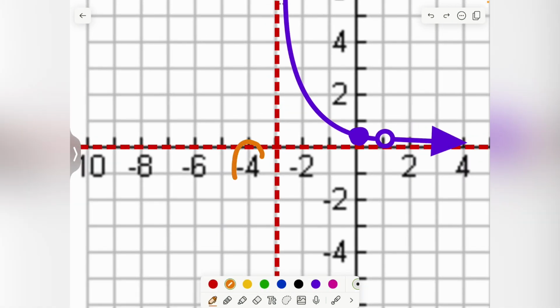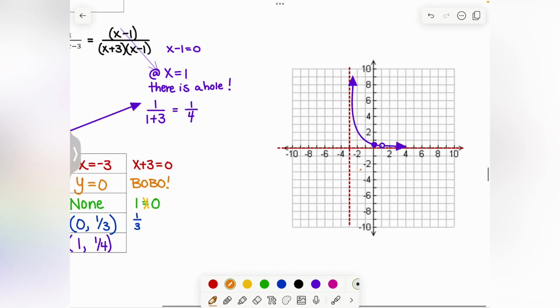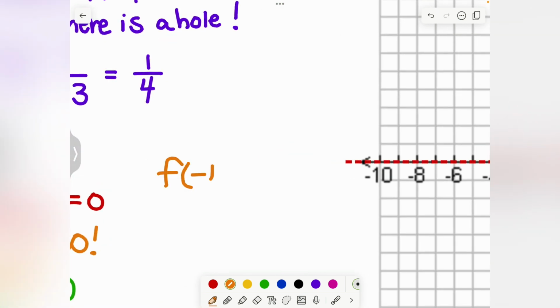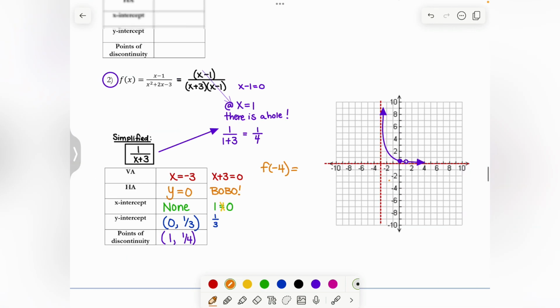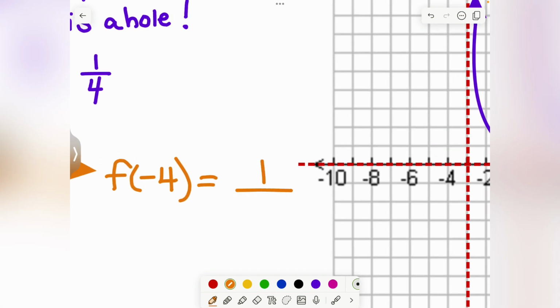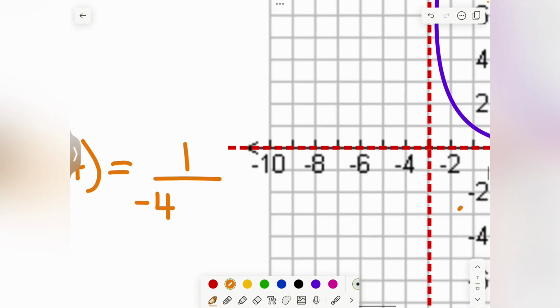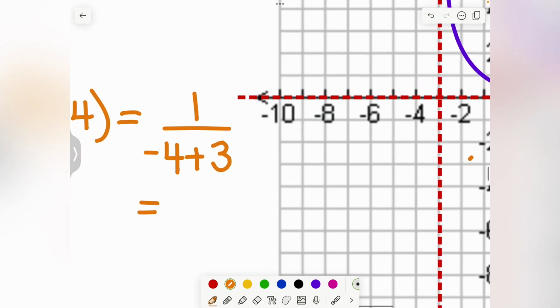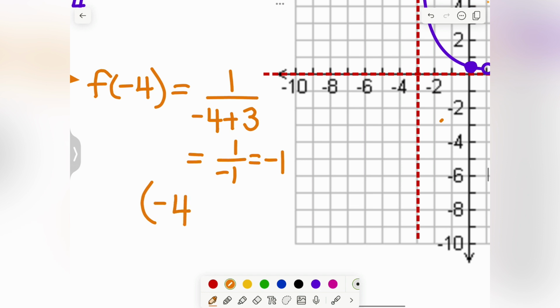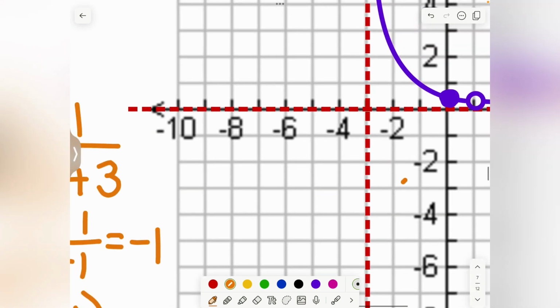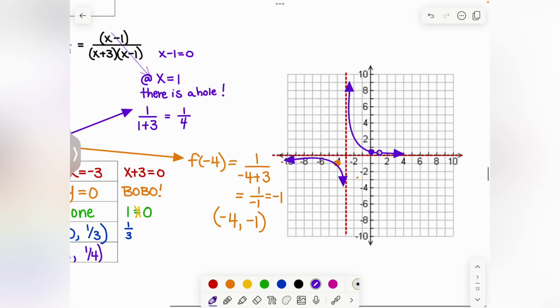So I'd like to pick the point closest to the asymptote, so I'm going to find f of -4. And you guessed it, plug into the simplified. The simplified function is the function you are graphing. So just depend on that, okay? So 1 over -4 plus 3 is 1 over -1, which is -1. So the point is x is -4 when y is -1, which is this point right here. And that is all I needed to know so that I could know that the graph is on this corner. And that is it. Beautiful.